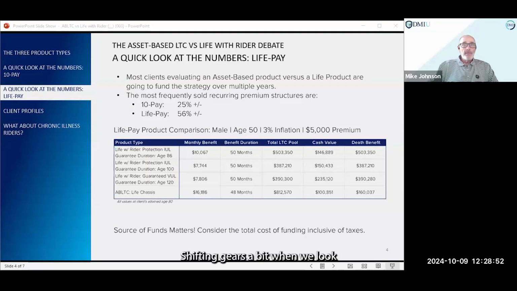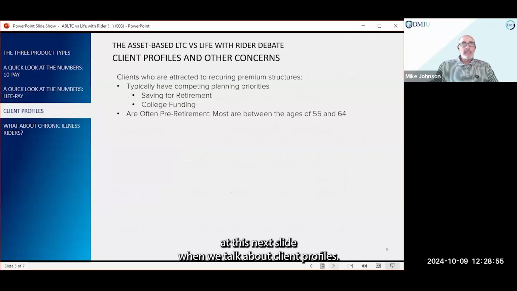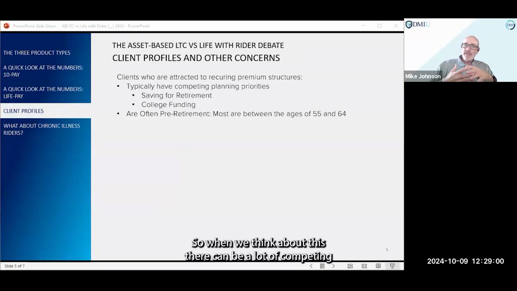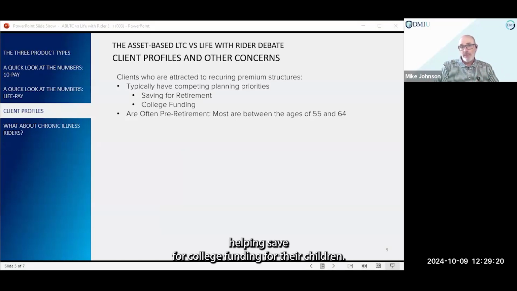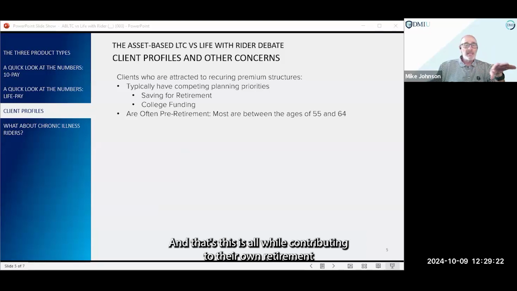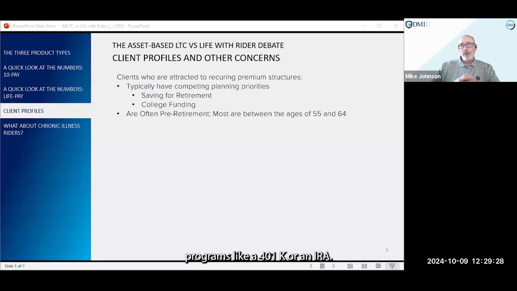Well, excellent. Shifting gears a bit, when we look at this next slide, when we talk about client profiles. So when we think about this, there can be a lot of competing priorities, right, with how clients go about funding this kind of coverage. Now, that can create a challenge when there's several different sources that are pulling their finances many different directions. So when we think about this, likely someone's still paying their mortgage, likely helping save for college funding for their children. And this is all while contributing to their own retirement programs like a 401k or an IRA.